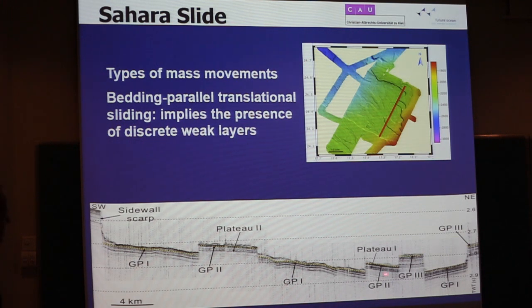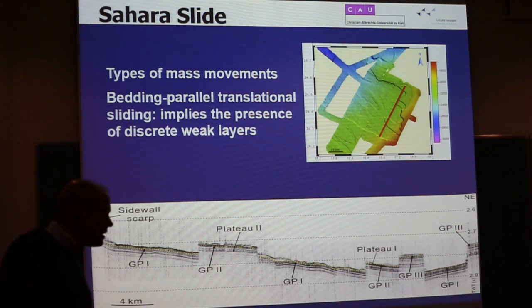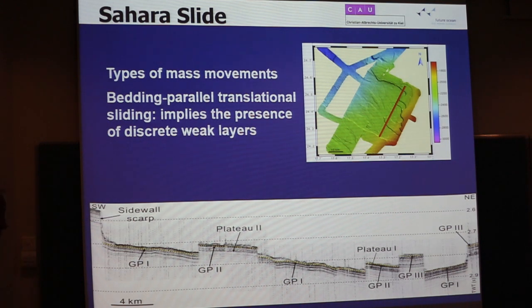What you see here is that the base of the landslide is characterized by very continuous and pretty strong reflectors, and you don't see any erosion into these reflectors. This means that we have bedding-parallel translational sliding along a discrete reflector, along a stratigraphic level. This implies the presence of discrete weak layers, which must be very widespread, because we see that these failures occur at different levels. So we have more than one weak layer, with 3 glide planes, one here, one here, one here. Along these glide planes we have very continuous reflectors, which is a very strong indication that we have weak layers and that these landslides occur as translational slides along them.